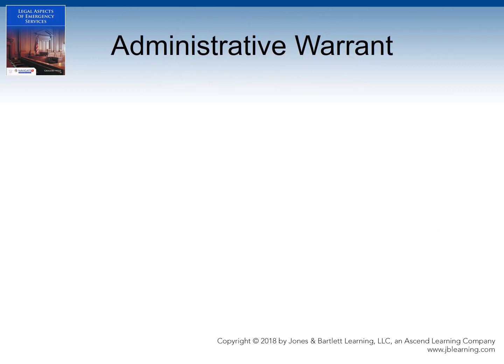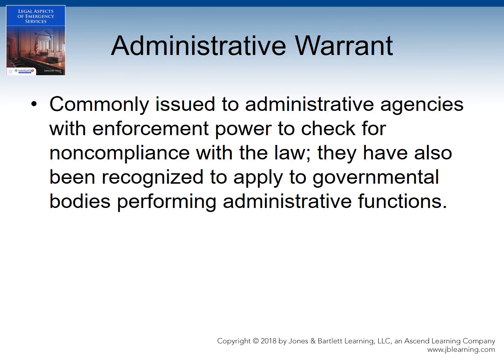As just discussed, the second type of warrant we need to explore is an administrative warrant. An administrative warrant is commonly issued to administrative agencies with enforcement power to check for noncompliance with the law. A routine fire service example would be the conducting of fire inspections within the community. If a property owner refuses to allow a fire inspector to conduct an administrative inspection of the property, as commonly required by law, the inspector can obtain an administrative warrant by a court to conduct that inspection to verify compliance with building, fire prevention, and life safety codes.